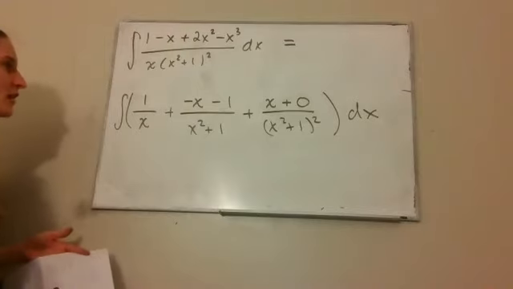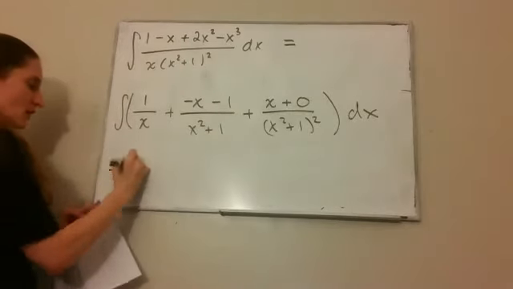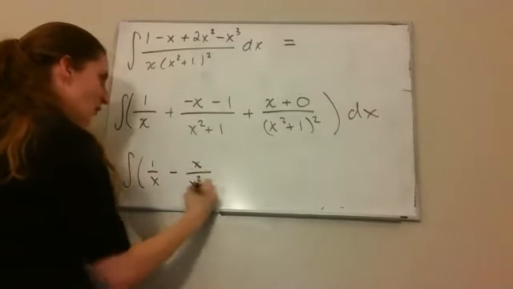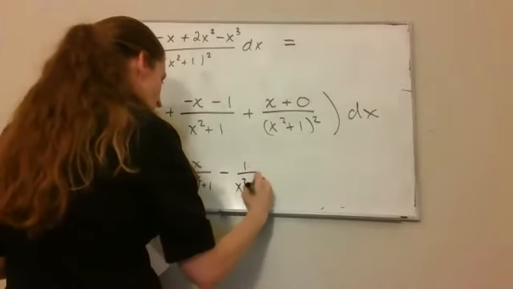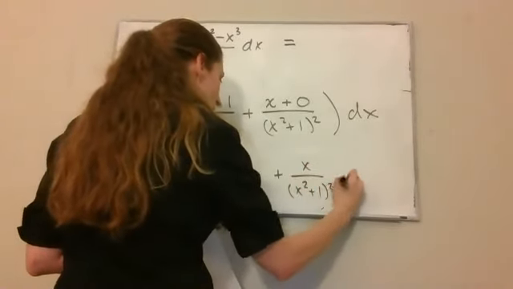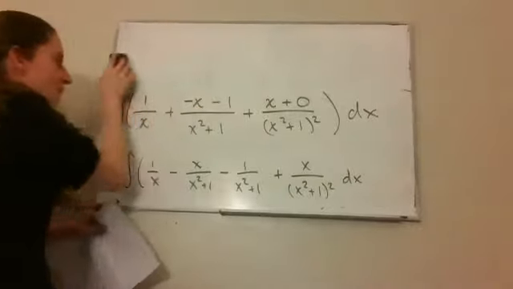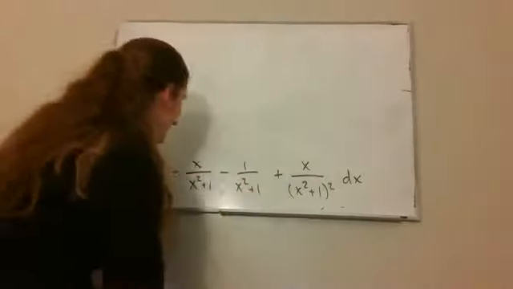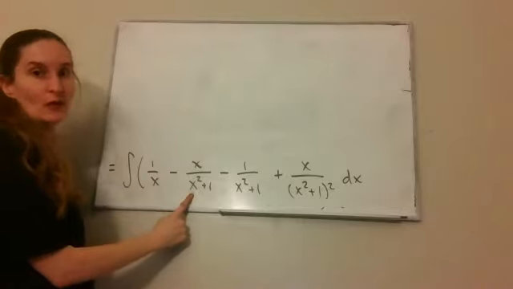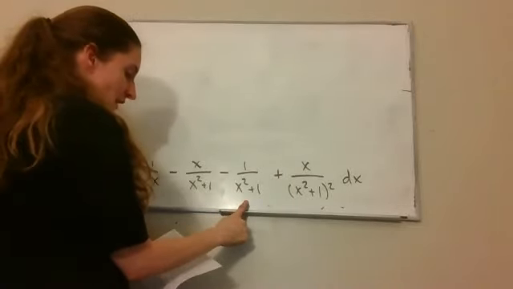And just like we did on the other problem, I'm going to split this middle guy here into 2 fractions. So I'm going to have a 1 over x, I have a minus x over x squared plus 1, and a minus 1 over x squared plus 1. And then this guy is x over x squared plus 1 squared dx. And now let's just take a look at how we integrate this. First guy is a natural log. Second guy is going to be a u substitution, and it's going to give you a natural log eventually. This one is an inverse tangent, and this one's just a u sub.